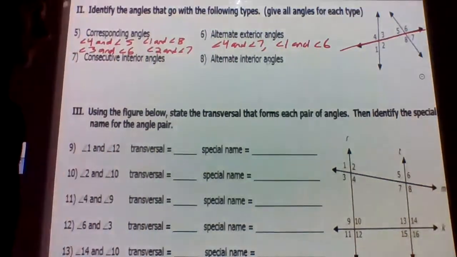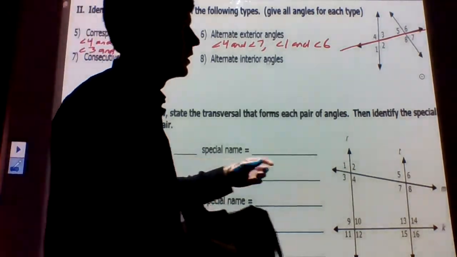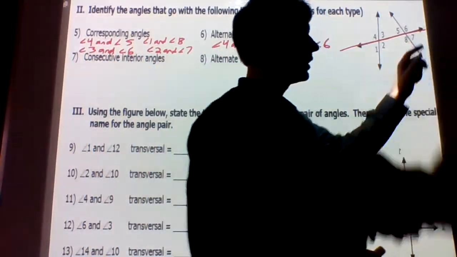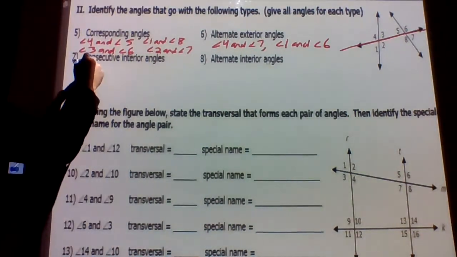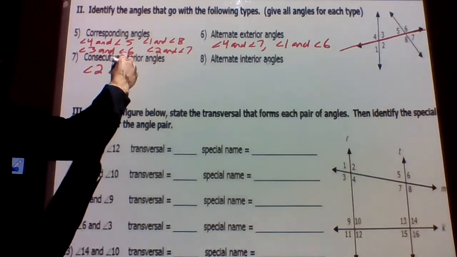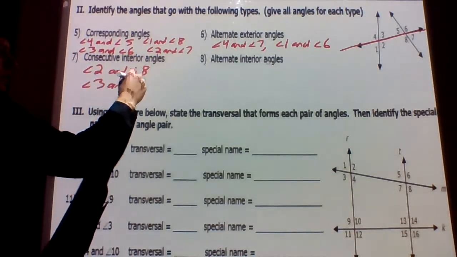That's alternate exteriors. Consecutive interior is same side interior. So we're looking for the same side of the transversal and in between the two lines. So 2 and 8 are on the same side of the transversal and in between the two lines. So we can do angle 2 and angle 8, or we can do angle 3 and angle 5.